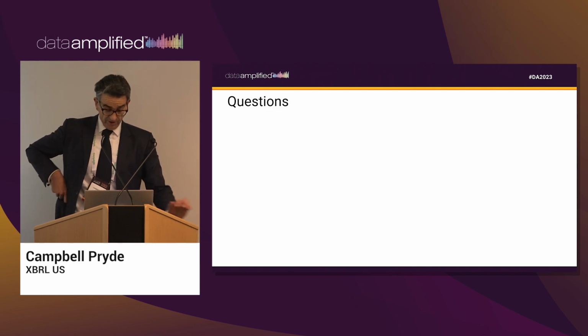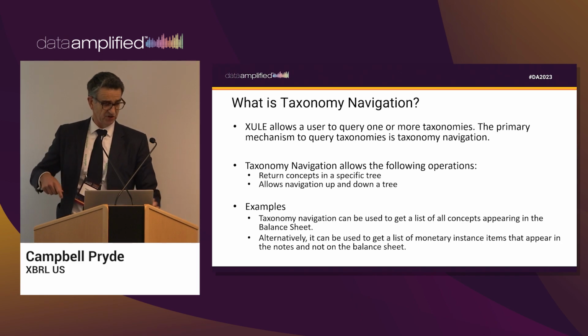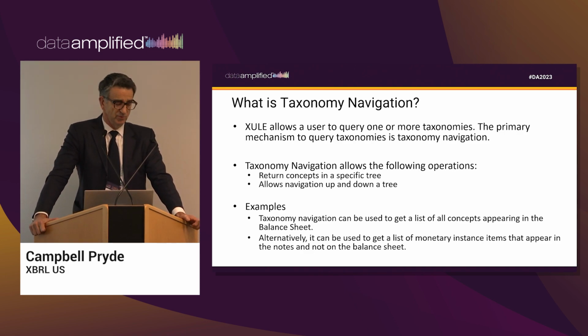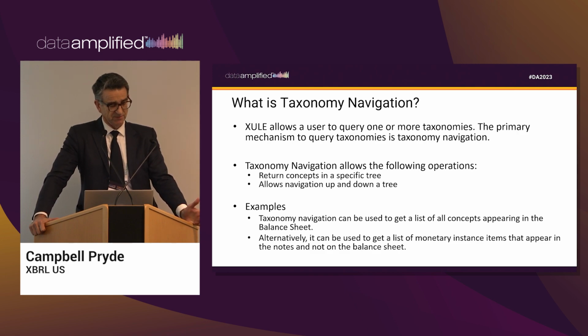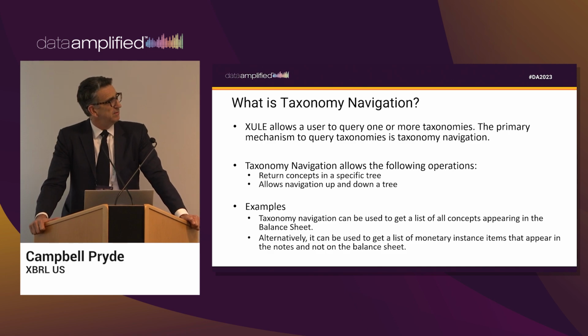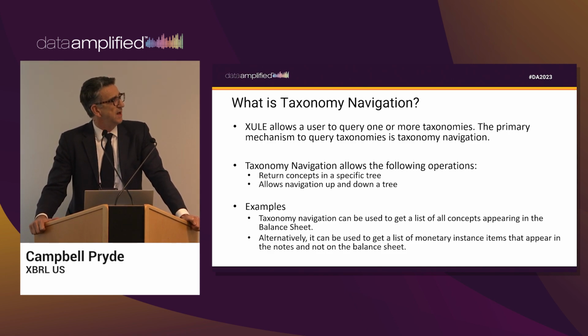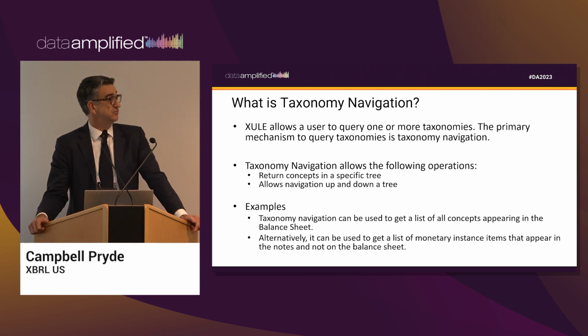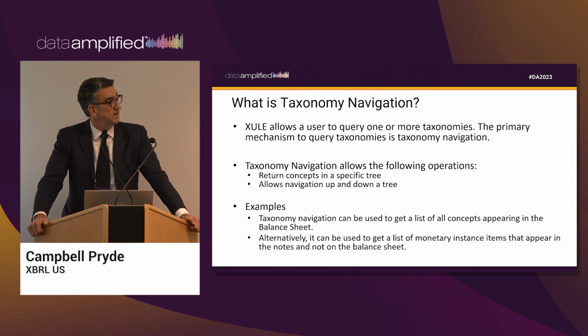So moving on, I should probably just cover taxonomy navigation because this is a feature we use a lot, probably more than anything. So this allows you to return concepts. For example, you can return the concepts in a specific tree. It allows navigation up and down a tree. It can be used to get a list of all the concepts appearing in the balance sheet, for example. If you want to do that, you can just write a navigate expression to get that.